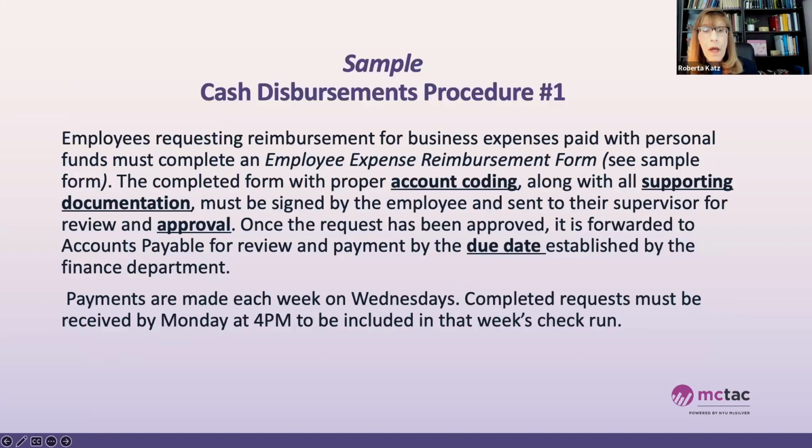This is a sample of the procedures to be followed for the sample policy that we just spoke about. These are the procedures for employee expense reimbursements. Employees requesting reimbursement for business expenses paid with personal funds must complete an employee expense reimbursement form. And I have a sample on the next slide. The completed form with proper account coding, along with all supporting documentation, must be signed by the employee and sent to their supervisor for review and approval. Once the request has been approved, it's forwarded to the accounts payable department for review and payment by the due date established by the Finance Department.